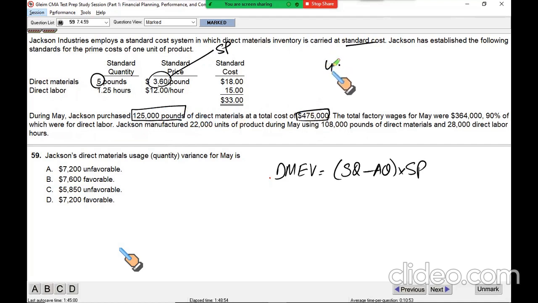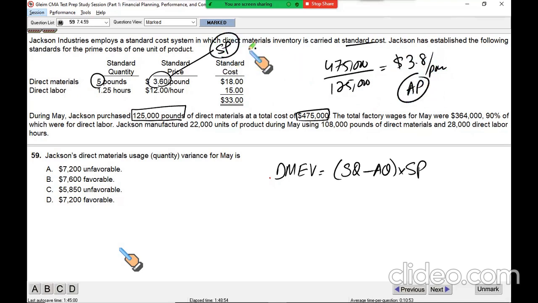If you paid $475,000 to acquire 125,000 pounds, this will give you the price per pound, 475 divided by 125. That gives you 3.8. So $3.8 is your actual price. This is your AP. This is your SP. What else do we need?